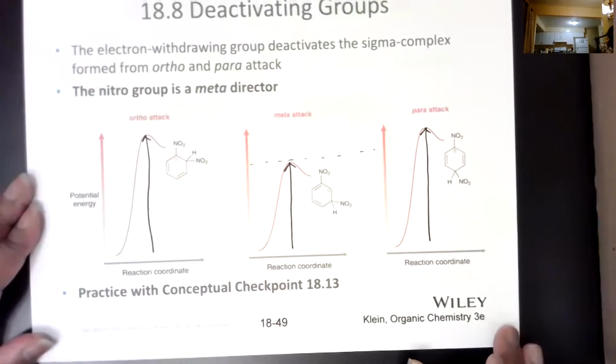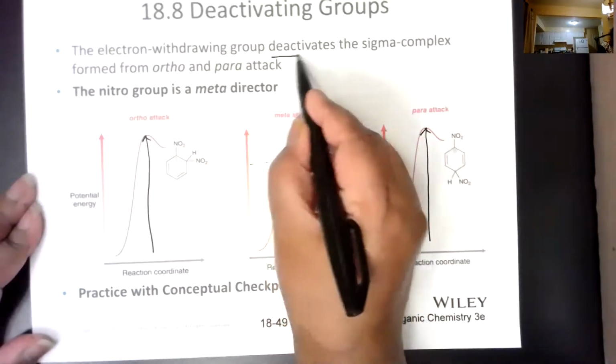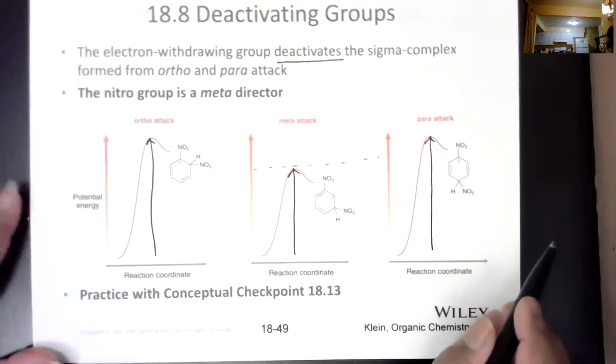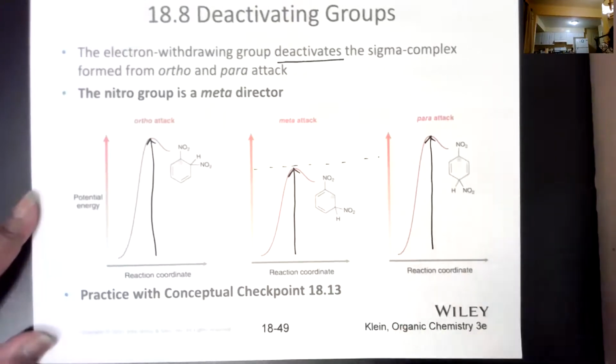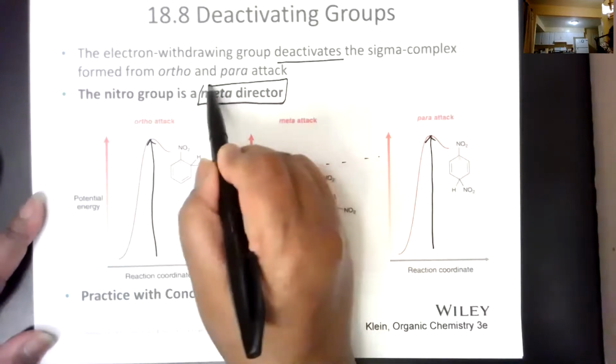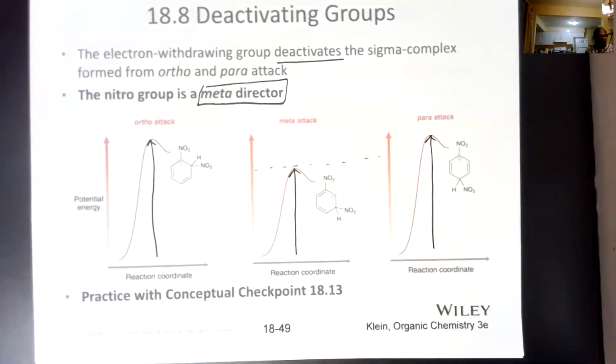So the electron withdrawing group deactivates the sigma complex from ortho and para attack. So it prevents it from going to the ortho or the para position and sends it to the meta position. See that? Okay.